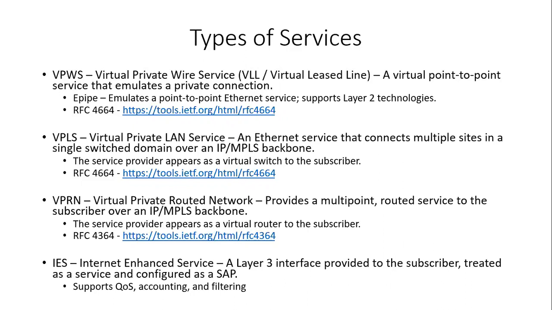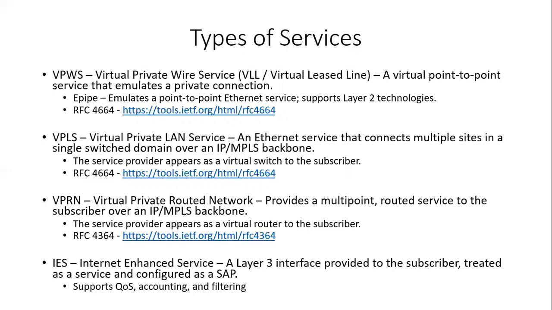Next, we have VPLS, or Virtual Private LAN Service. This is an Ethernet service that connects multiple sites in a single switched domain over an IP MPLS backbone. A real good manager I had, Bradley Mitchell, during my tenure at CenturyLink, called this a LAN over a WAN, which describes it to the T. But when I was learning about VPLS, that one phrase really simplified things. A LAN over a WAN.